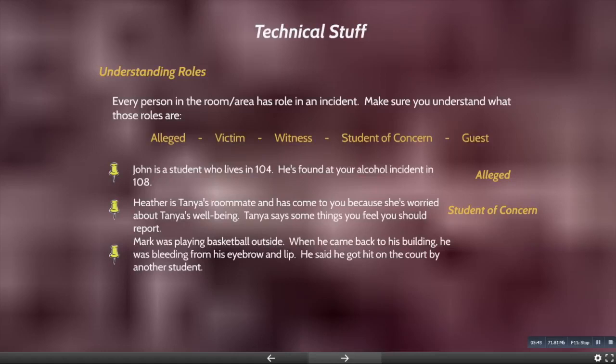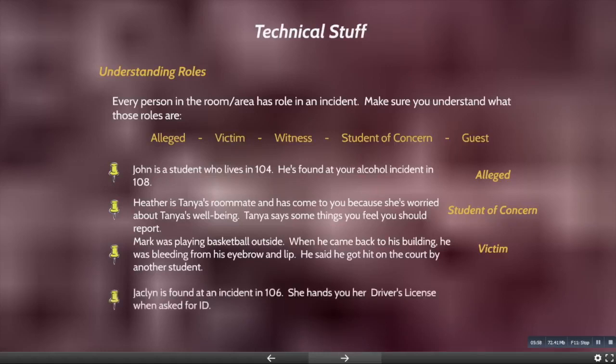Mark was playing basketball outside, and when he came back to his building, he was bleeding from his eyebrow and lip. He said he got hit on the court by another student. Mark, in this case, if Jacqueline is found at an incident in 106 and hands you her driver's license when asked for an ID, she's likely a guest in this situation if you can confirm that she does not live on campus.